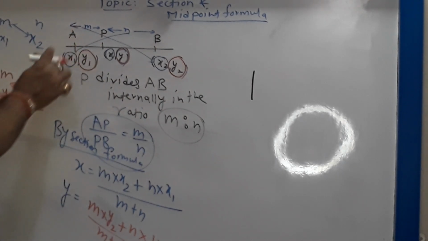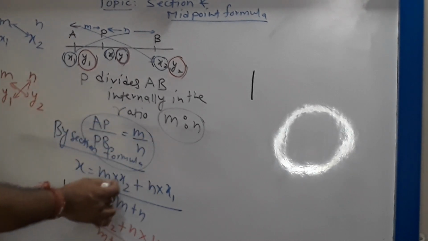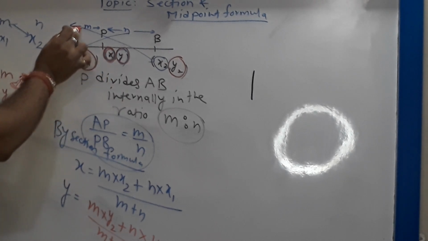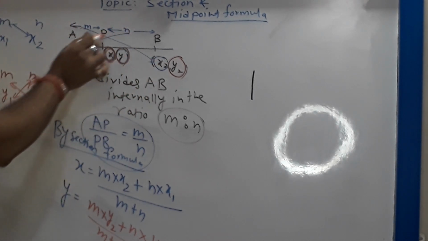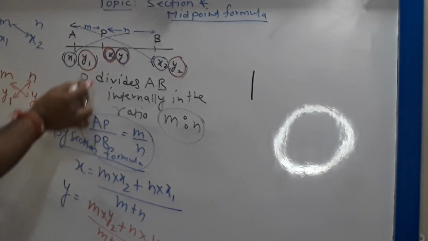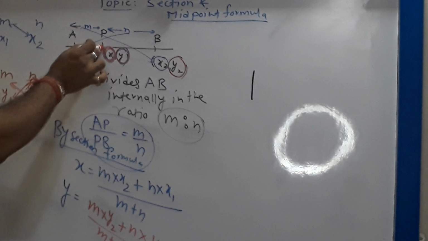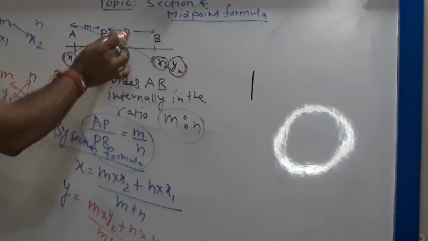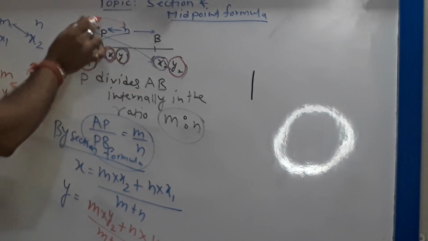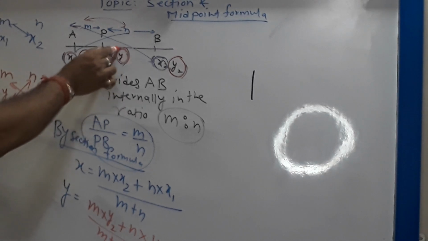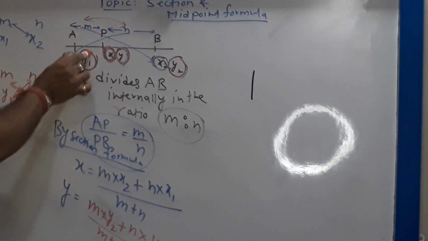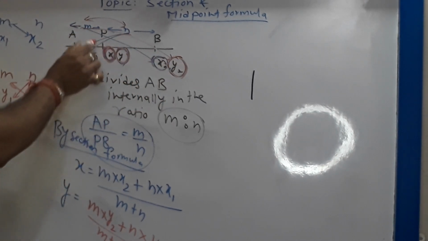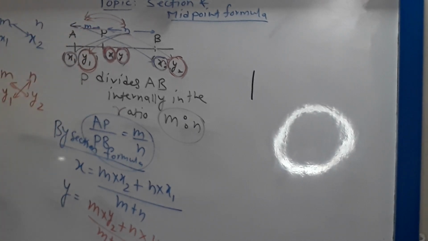So if P divides AB internally in the ratio m:n, then x, the x coordinate of P, will be m into x2 plus n into x1 upon m plus n. What is important is that when you consider the first coordinate of point P, you have to consider the first coordinate of both points. Similarly for the second coordinate y, you have to consider the second coordinate of both points: m into y2 plus n into y1 upon m plus n. So this formula is the section formula.